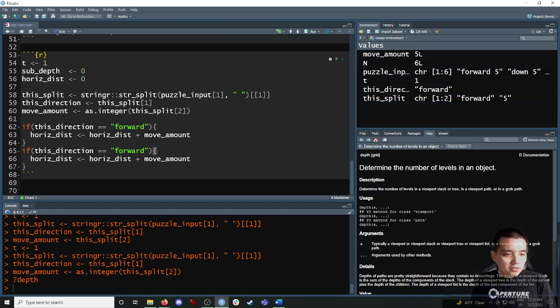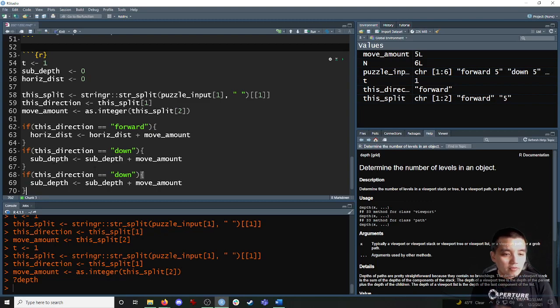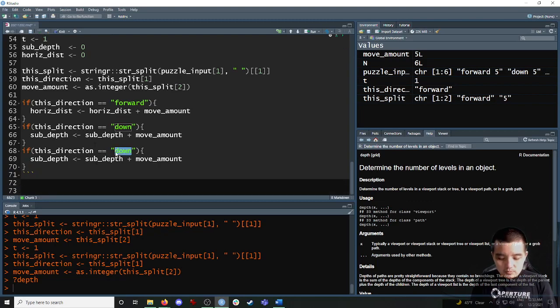Alright, so similarly, if this direction is down, we need to take our submarine depth and add the distance that we're moving in the downwards direction. And then finally, if the direction is up, remember this is in the opposite direction of depth, so we're subtracting the move amount.